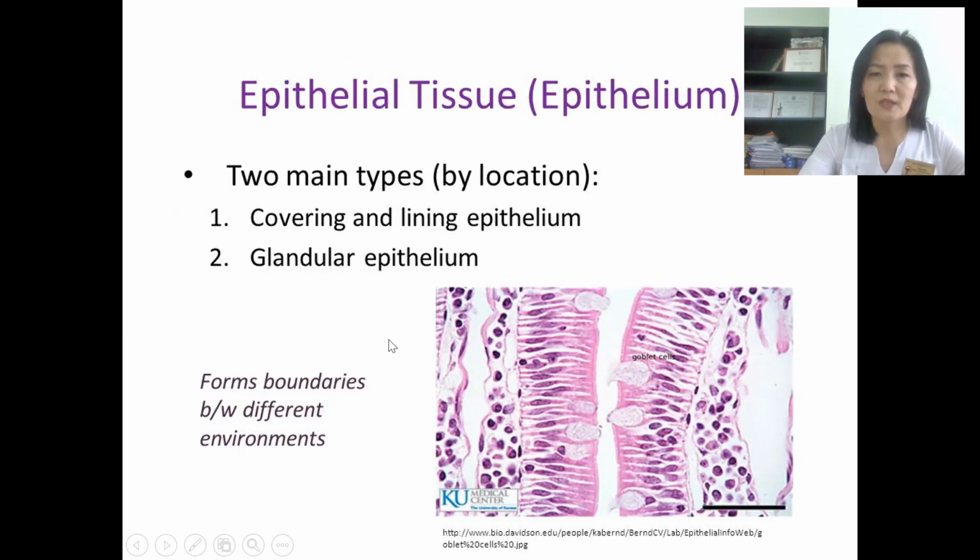As for the classification of epithelial tissue, there are two main types. The first one is covering and lining epithelium. The second one is glandular epithelium. I want to say again, these are the only two main types of epithelial tissue, each of them divided into many types.